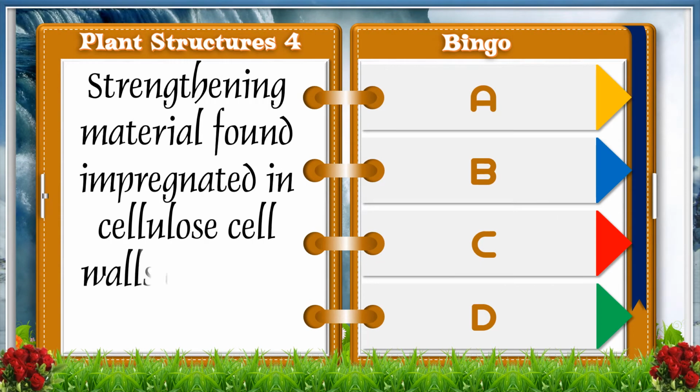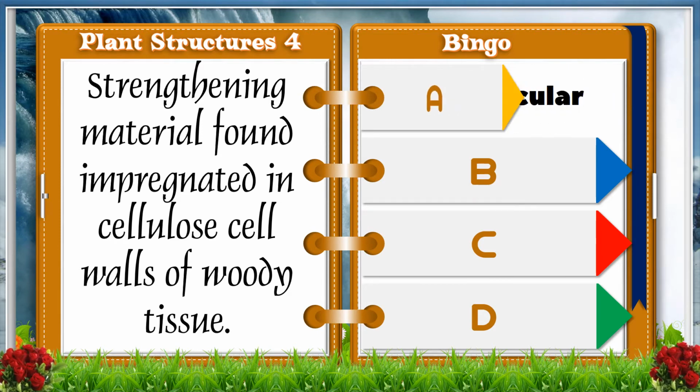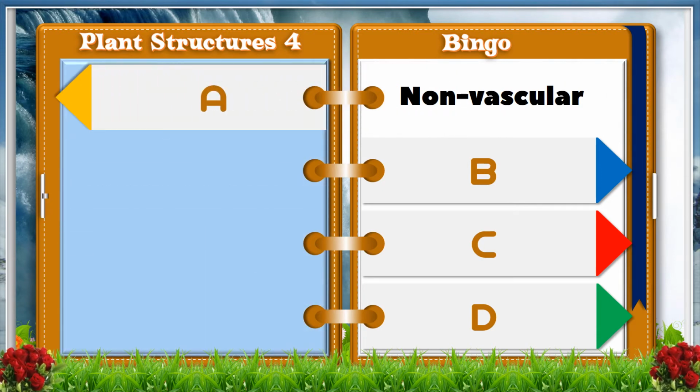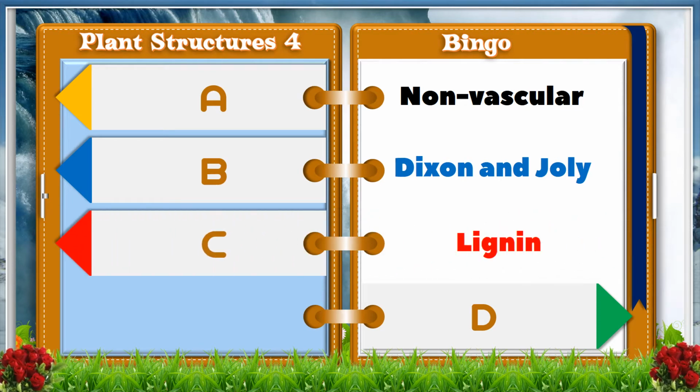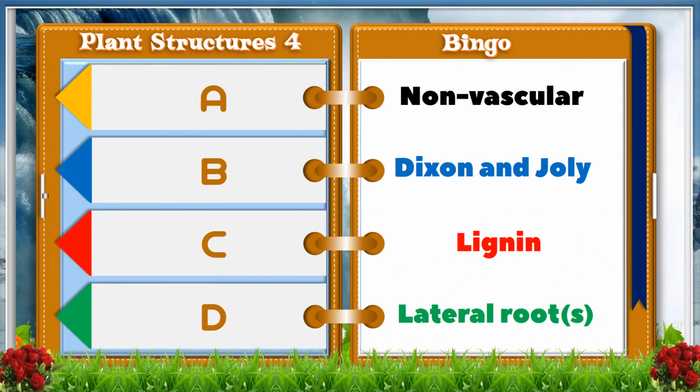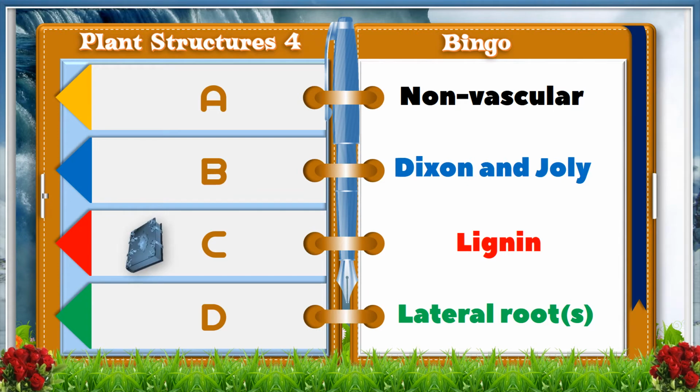Strengthening material found impregnated in cell walls of wounded tissue. A. Non-vascular. B. Dixon and Joly. C. Lignin. D. Lateral roots. And the answer is C. Lignin.